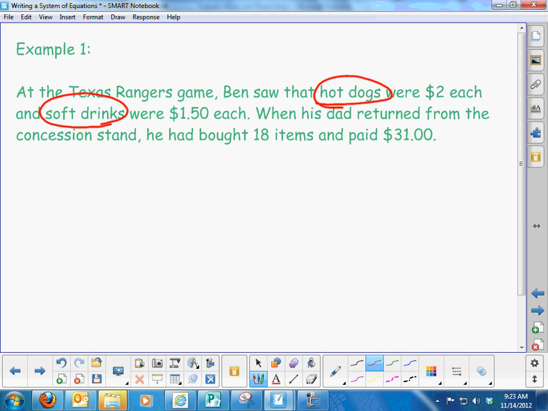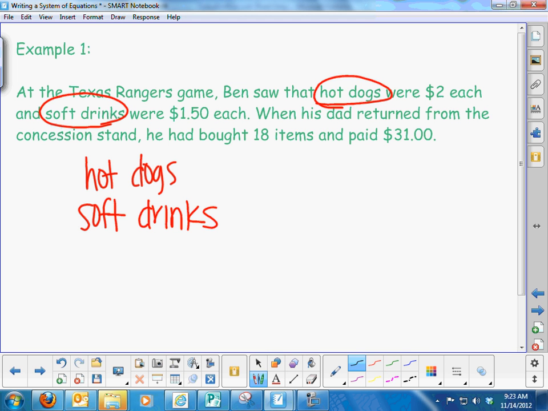So when I think about that, I see that I have two variables there. I have hot dogs and I have soft drinks. In the past, we only know how to solve an equation when we have one thing that's missing, one unknown. Now I have two things that are unknown. I don't know how many hot dogs he bought, and I don't know how many soft drinks he bought. So I'm going to write those two things down because those are my two variables. That's what I don't know. And I'm going to assign a letter to each one of those, a variable. I'm going to let H stand for hot dogs and S stand for soft drinks. So that's your first step, to write down what your unknowns are and what variable you're going to assign to each.